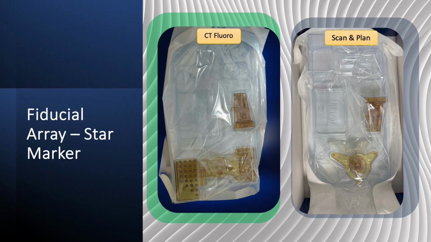A fiducial array consists of markers, typically metallic or radiopaque, placed on the surgical field to serve as reference points. These markers help create a coordinate system that the robotics system uses to generate a 3D anatomical model and plan its trajectories.